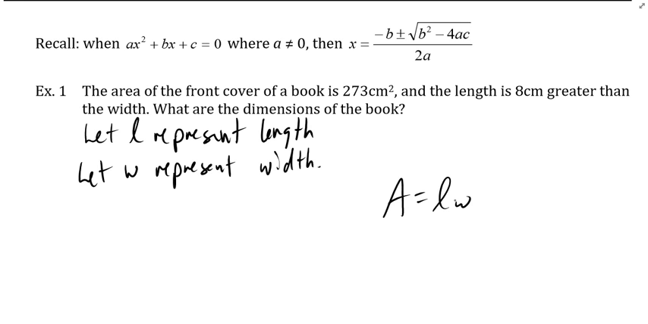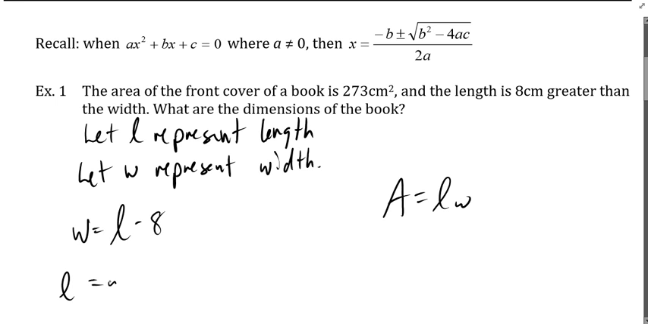So Liam? Nice. W is equal to L minus 8. If the length is 8 centimeters more, then if I subtract 8, I'll get the width. The other way of writing that is L equals W plus 8, right? So either one of those would work fine.